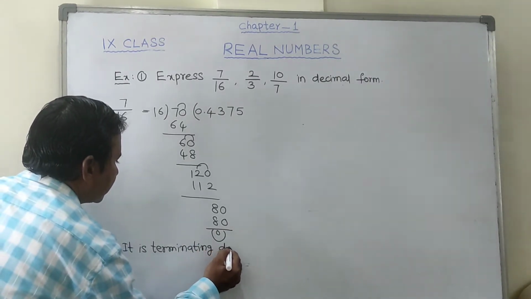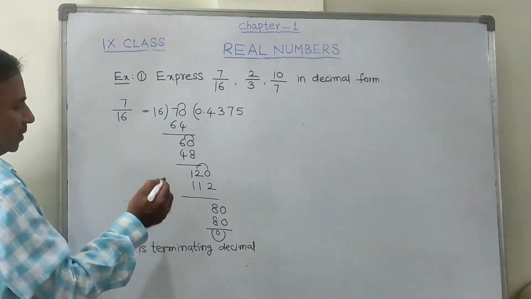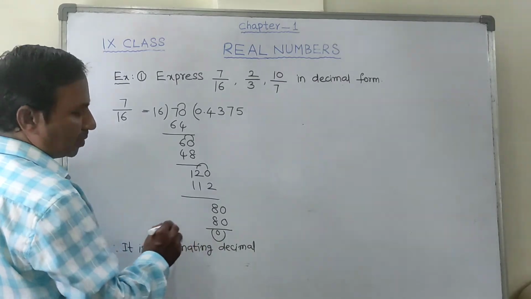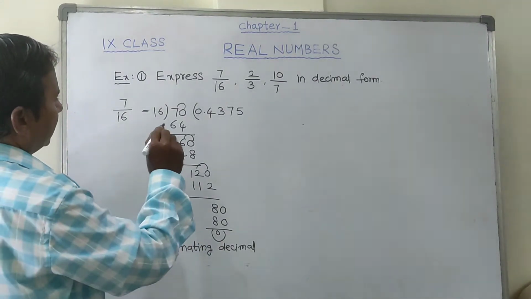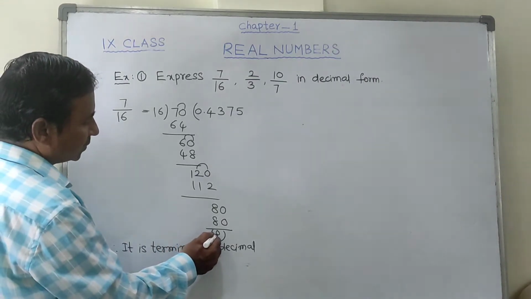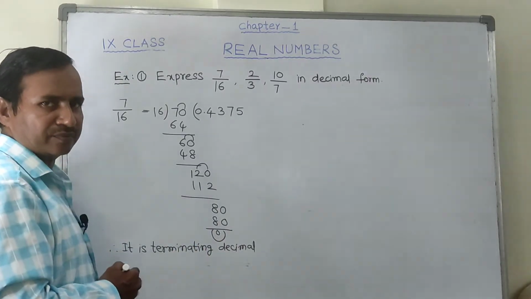Terminating means the decimal here, which we got a 0 as a remainder, means the division is completely over. We got a 0 as the remainder. So such type we will write as a terminating decimal.